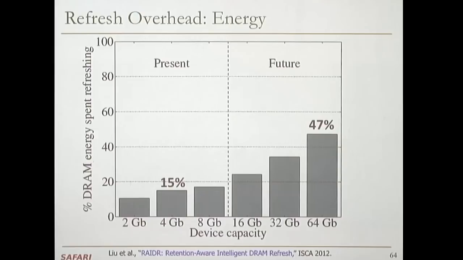Human memory is not perfect either. Okay, energy overhead is another issue. Basically, this is, again, the device capacity over here and the percentage of DRAM energy spent for refreshing. This is assuming some access pattern. For example, right now, this is spending almost 100% of the DRAM energy for refreshing, right? Because we're not doing any other access. But assuming you have some reasonable access pattern, today you spend about 15%. But if you have a DRAM chip that has 64 gigabit capacity, we'll spend almost 50% of the energy on refreshing. Nothing useful, just refreshing to keep the data alive. So we don't want this future. That's what we said, actually, when we wrote this paper over here.